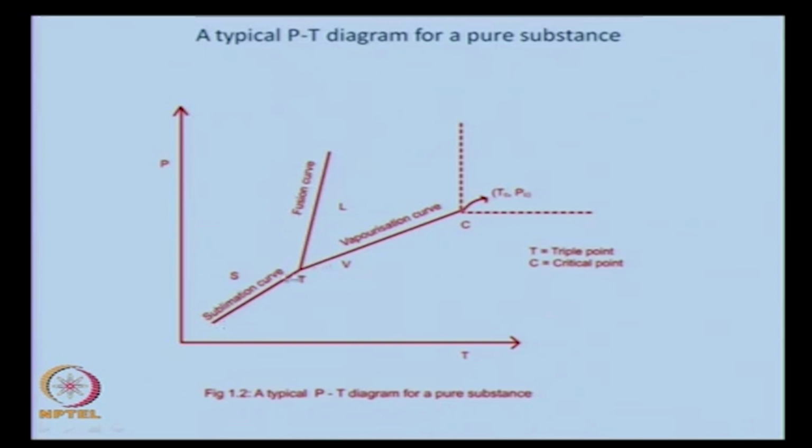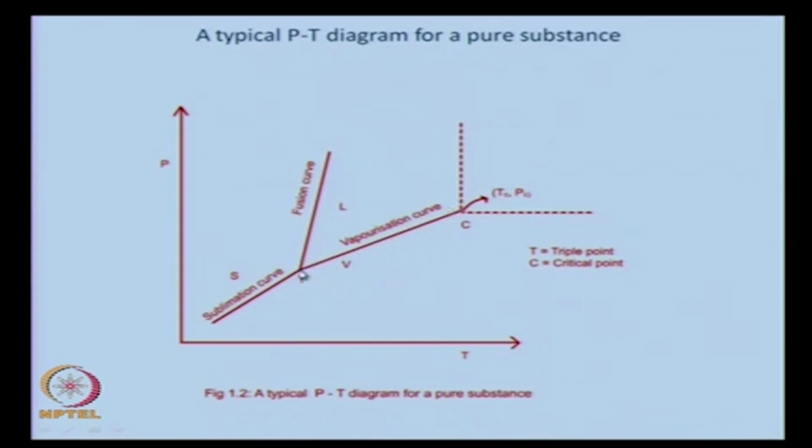Across this line, the solid becomes a vapor, and we know that process as sublimation, therefore this is called the sublimation curve. Along this line, the solid becomes a liquid, we know that is called fusion, therefore that is called a fusion curve, and along this line, which essentially means along these values of temperatures and pressures, the liquid becomes a vapor, and therefore this is called the vaporization curve.